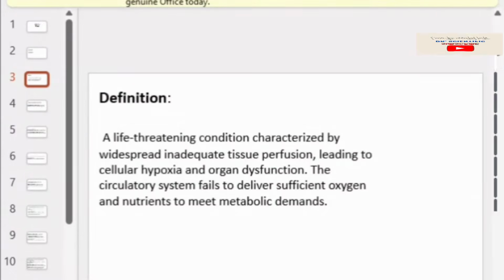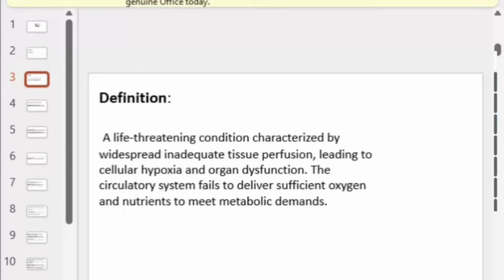Shock is a life-threatening condition characterized by widespread inadequate tissue perfusion, which means that the body tissues and organs are not able to get enough blood flow and oxygen. This condition might lead to cellular dysfunction, organ failure, or potentially even death. It might also lead to cellular hypoxia, which means that insufficient oxygen is supplied to tissues because the blood flow is inadequate, and this might affect the organs.